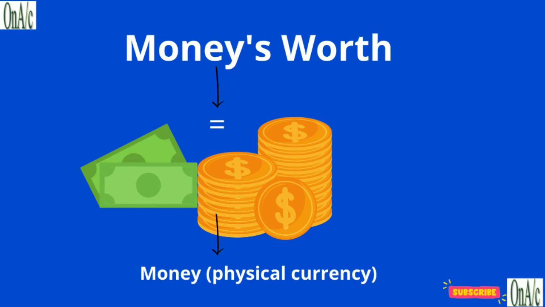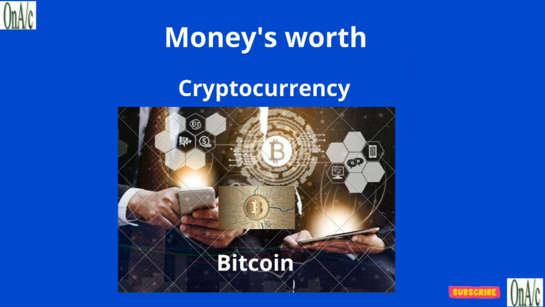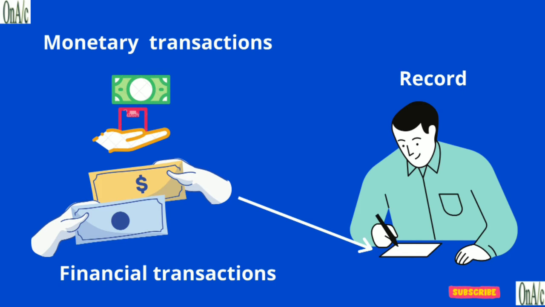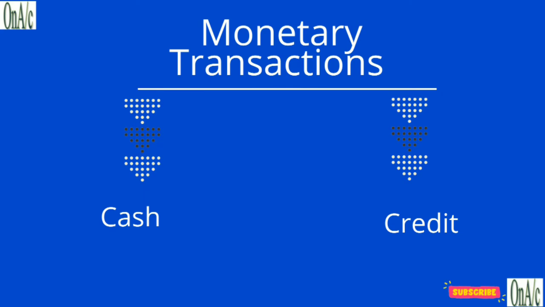Examples are a digital wallet like Paytm, cryptocurrency like Bitcoin, and shares of the company like preference shares, equity shares, debentures, etc. In the books of account, only monetary transactions are recorded. They are also called financial transactions. Monetary transactions are further divided into two types: cash transaction and credit transaction.